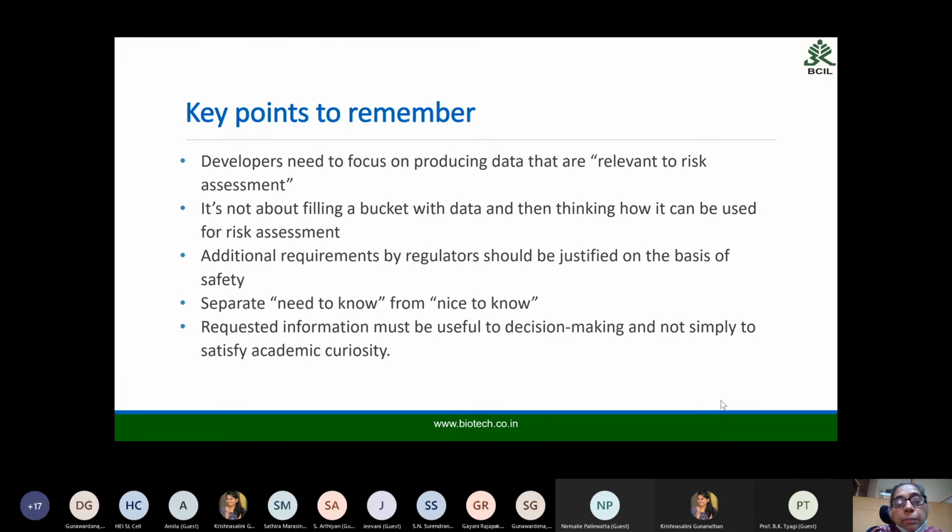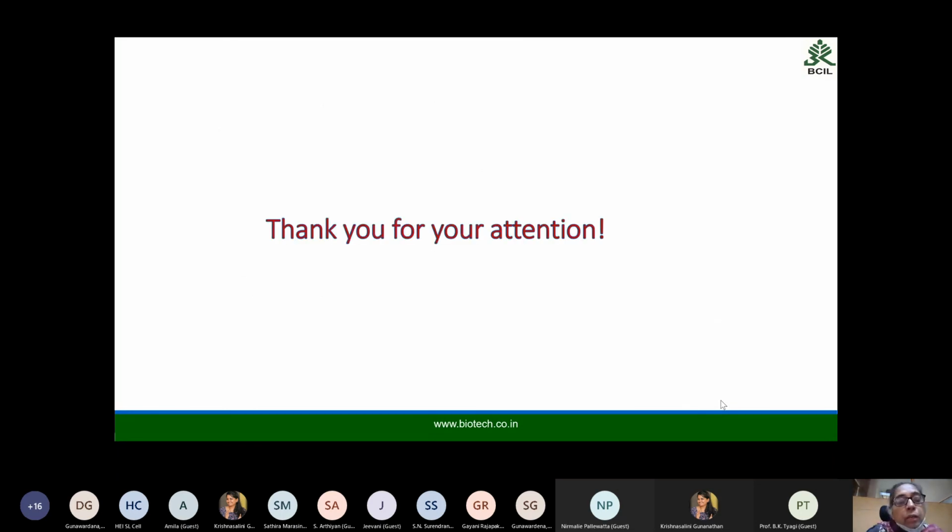Sometimes there may be additional requirements by regulators, but it is very important for regulators also to think that they should give additional requirements on the basis of safety, whatever is their mandate, not just for academic curiosity. We have seen this: oh, if you try to do this, let us see what happens. That sort of thing should be avoided. There should be a separation of need to know versus nice to know, and requested information must be useful to decision making and, as I said, not simply to satisfy academic curiosity.